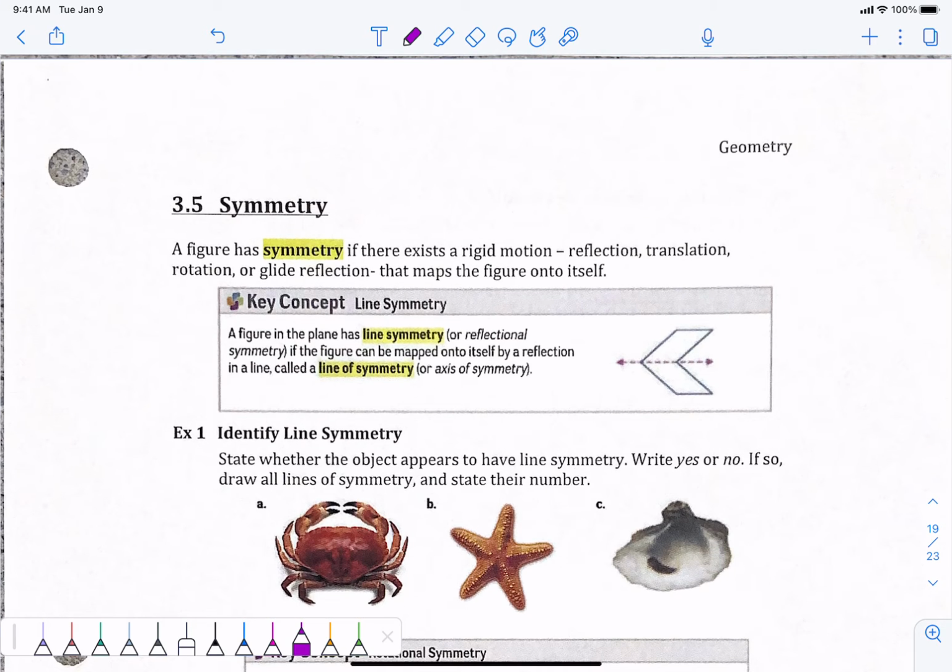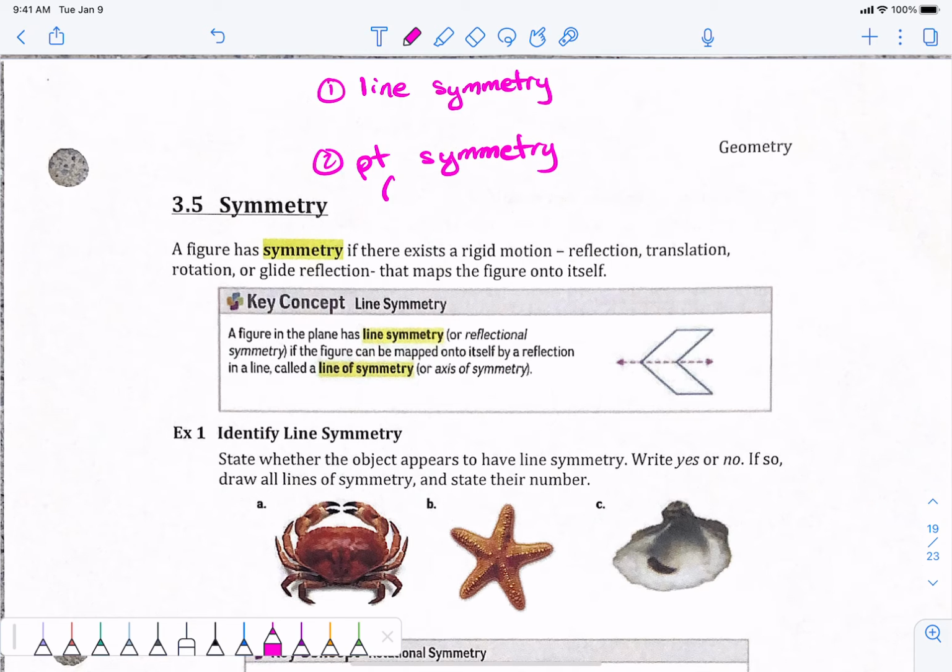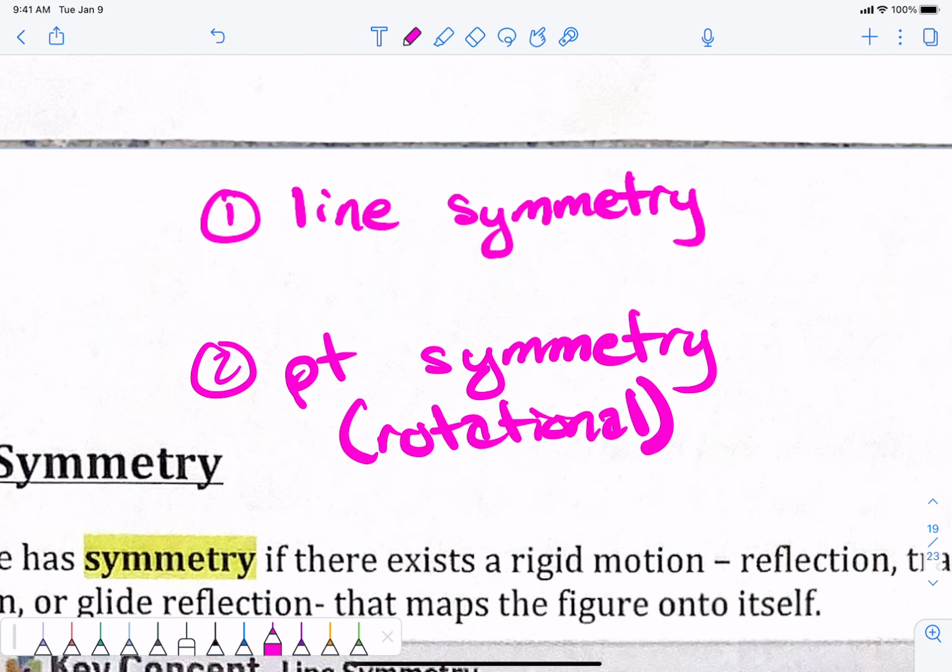There are two types of symmetry. Put them at the top of your paper. Number one is line symmetry. That's the first one that we are going to talk about. And the second one is point symmetry. They sometimes will call it rotational symmetry. We've talked about each one of these before. We're just going to go through it again.